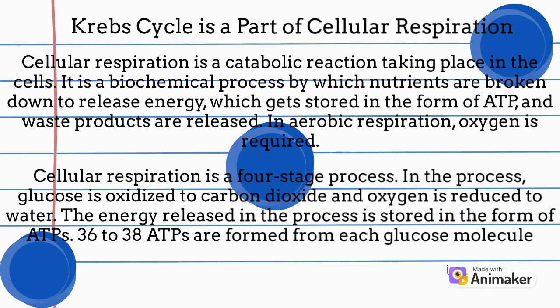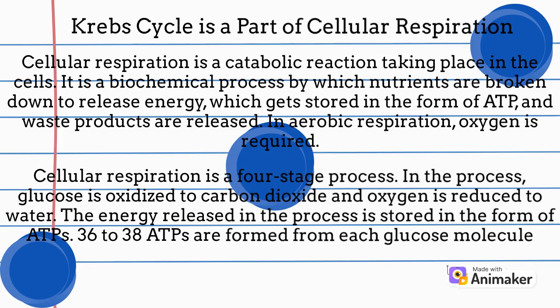The Krebs cycle is a part of cellular respiration. Cellular respiration is a catabolic reaction taking place in the cells. It is a biochemical process by which nutrients are broken down to release energy, which gets stored in the form of ATP, and waste products are released.